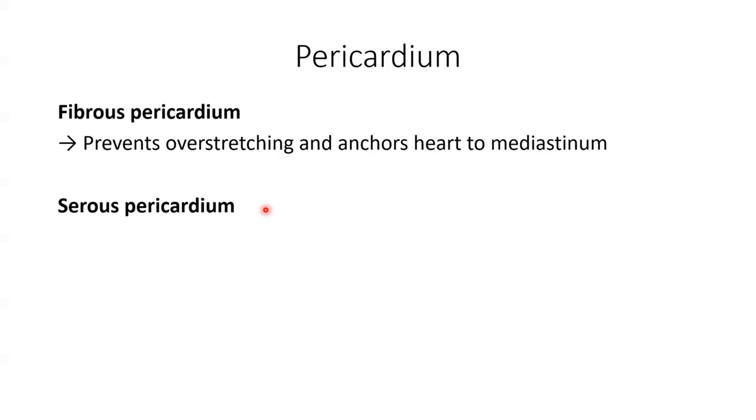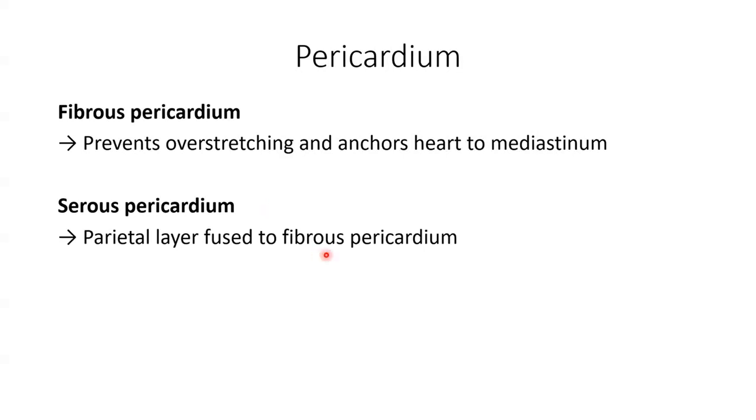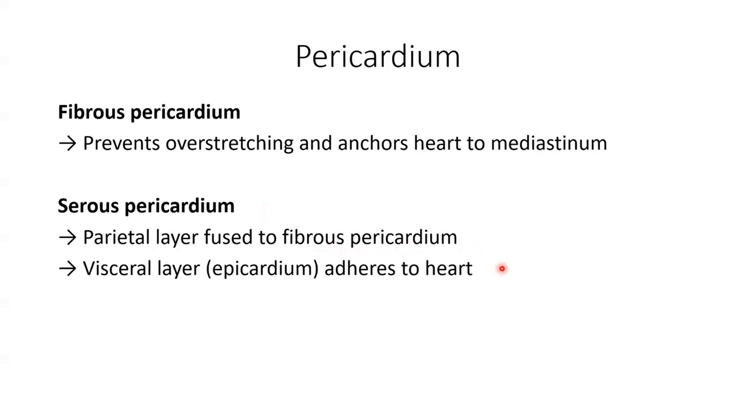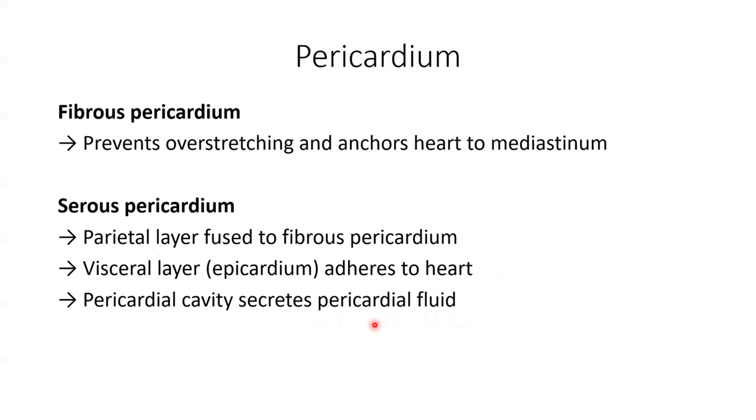This double layer is made up of our outer parietal layer, which is fused to our fibrous pericardium, and our inner visceral layer, also called the epicardium, which is stuck to the heart itself. In the space between these two layers of the serous pericardium, we have the pericardial cavity. This secretes our pericardial fluid, which reduces the friction between these two layers as the heart beats.